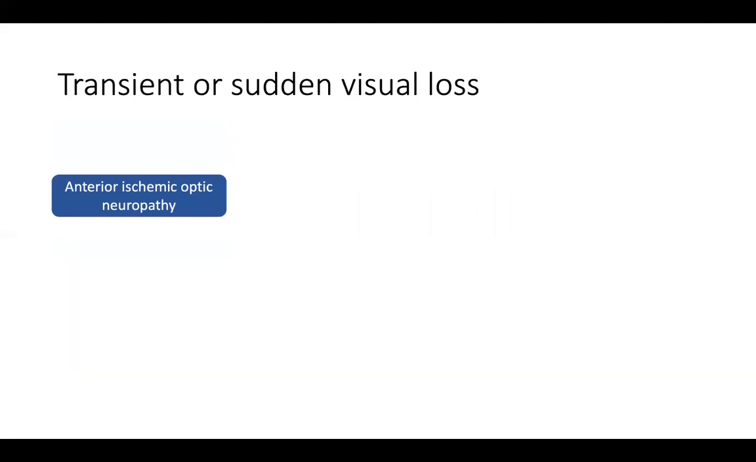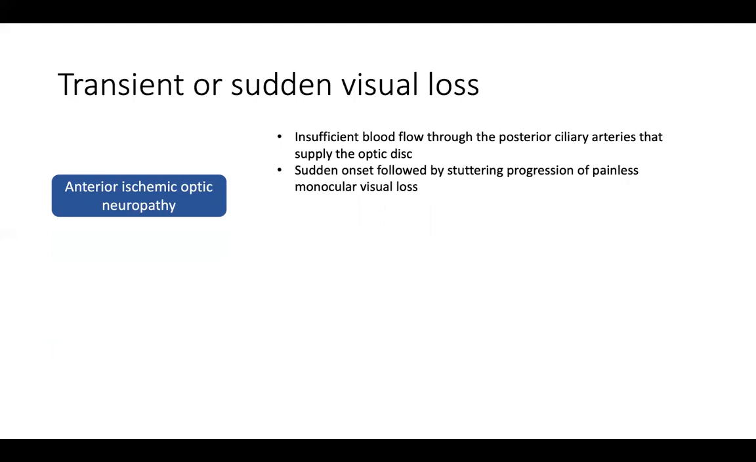Anterior ischemic optic neuropathy is caused by insufficient blood flow through the posterior ciliary arteries that supply the optic disc. It produces painless monocular visual loss that is sudden in onset, followed sometimes by stuttering progression. The optic disc is edematous and usually bordered by nerve fiber layer splinter hemorrhages.